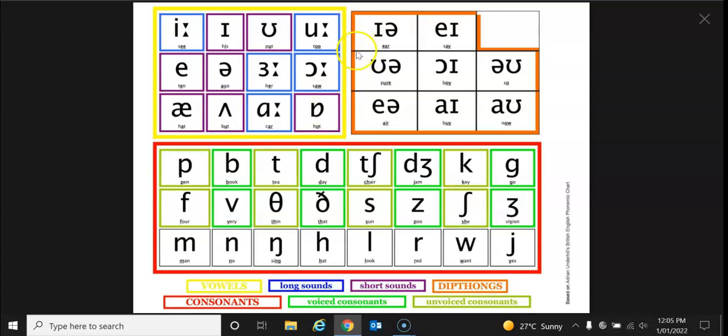If we have a look over here, the sounds within this orange box are a kind of vowel sound, but they're called diphthongs, which means they're two vowel sounds joined together without a syllable. So your mouth will have two positions when you say these phonemes. So let's go through these. The first one is ear, ear as in ear.